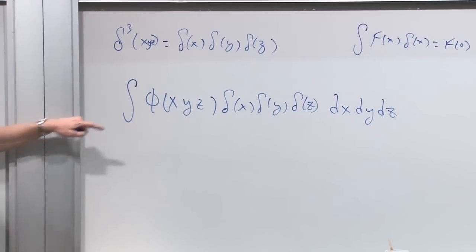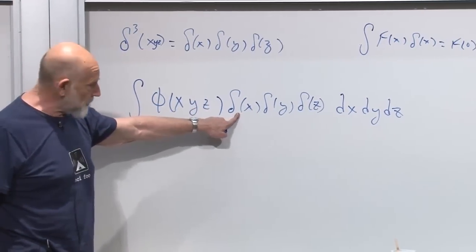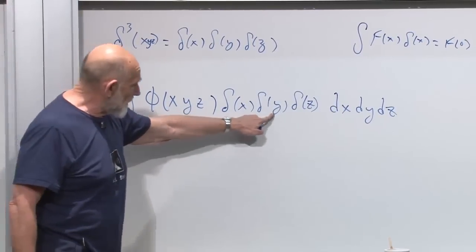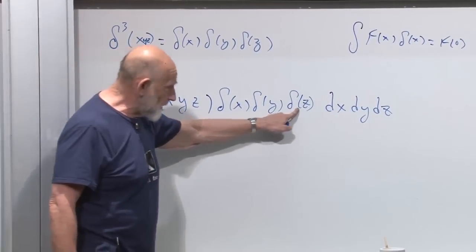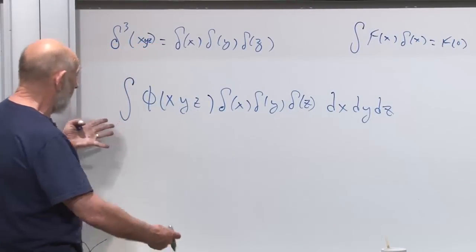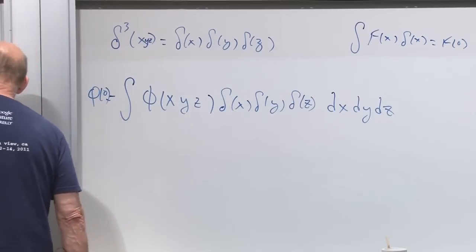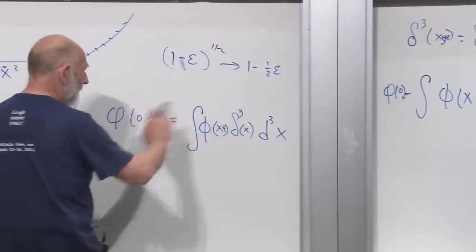All right, so if I do the integral over x first, this one tells me to set x equal to 0. This integral tells me to set y equals 0, and this integral tells me to set z equals 0. So the whole thing is just phi of 0. That's what I've written here.